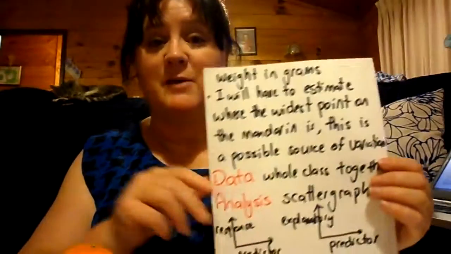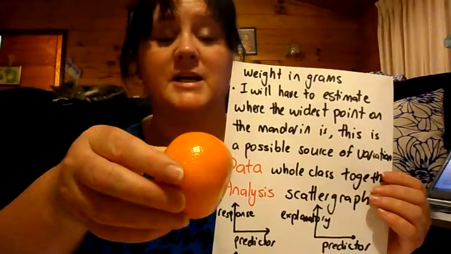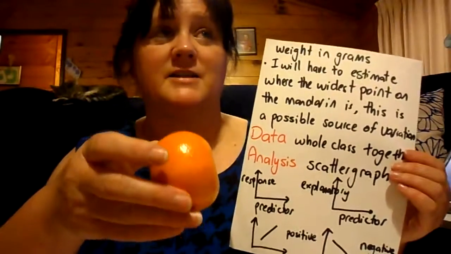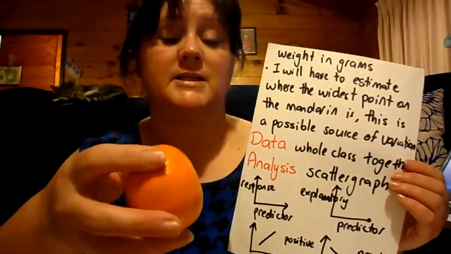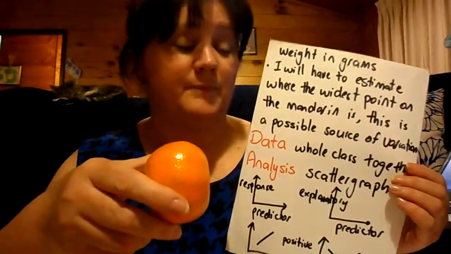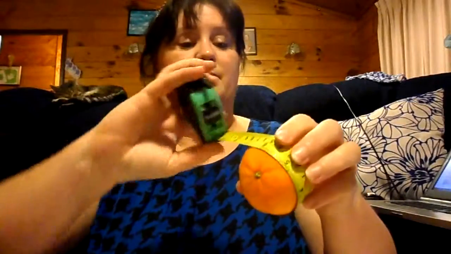I will have to estimate where the widest point on the mandarin is, and this is a possible source of variation. Not everybody is going to get the exact widest point every time. So when you go around the mandarin, you might go a bit skew if you have to be very careful about measuring it. So that's why it's a possible source of variation. There could be other sources of variation, so you have to come up with that.